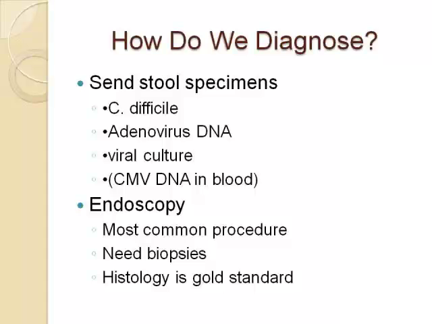But most likely you're going to have an endoscopy. That is the gold standard test. So if you're having upper symptoms, they're going to go down. If you're having lower symptoms, they're going up. And they need tissue biopsies because that's what's going to tell us, is this infection? Is it viral? Is it GVH? So histology is our gold standard test. So we send you to GI. Sometimes we have to admit you if we want it done very quickly.